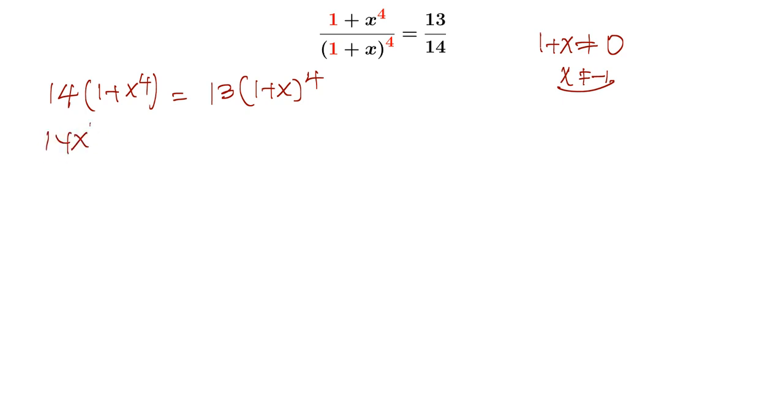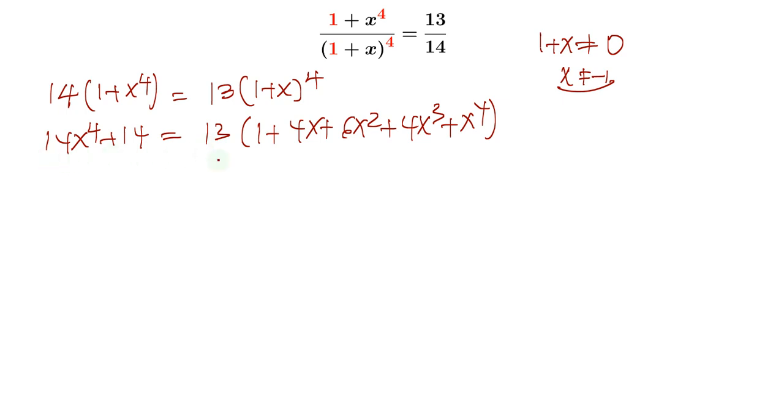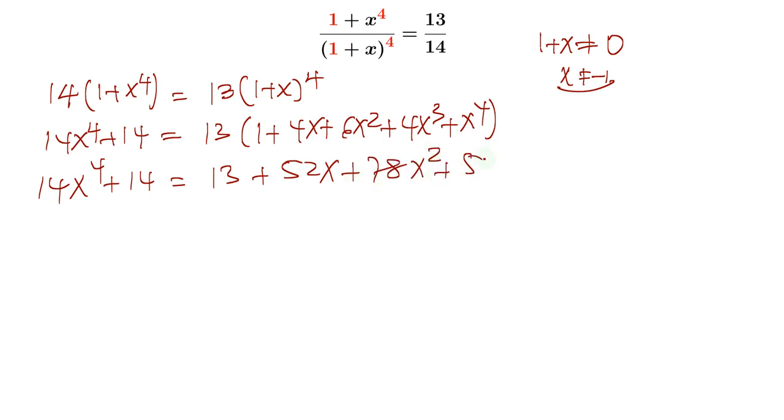So this is 14x to the 4 plus 14 equals 13 which multiplies 1 plus 4x plus 6x squared plus 4x to the 3 plus x to the 4. Cool. And then multiplying these terms here and bringing them to this side of the equation, I'm gonna have 14x to the 4 equals 13 plus 52x plus 78x squared plus 52x to the 3 plus 13x to the power of 4. This one and this one here simplifying, we're gonna have x to the 4.